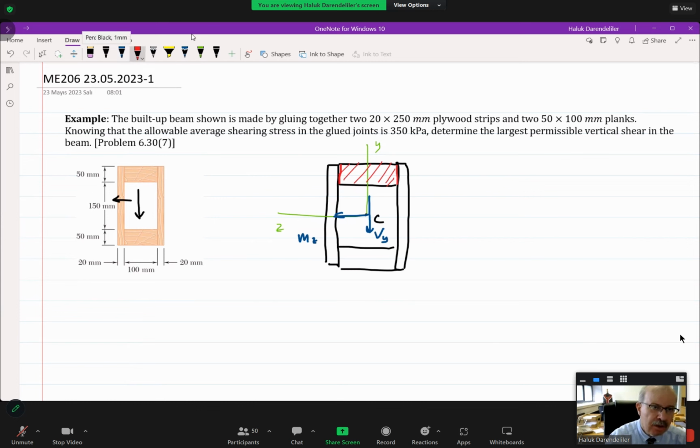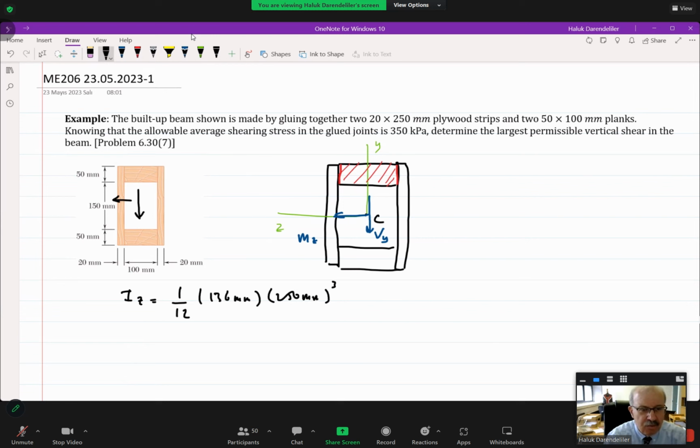Now look, in this problem, what we need is IZ. Keep in mind that you can subtract the inner rectangle from the outer one. Okay, let me write it. For this one, IZ is equal to 1/12. Assume there is a closed box, 136 millimeters times 250 millimeters to the power cube.